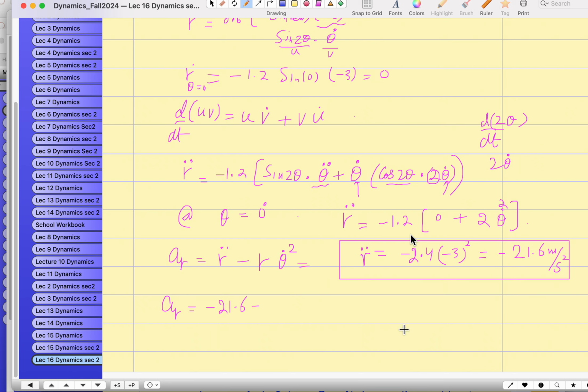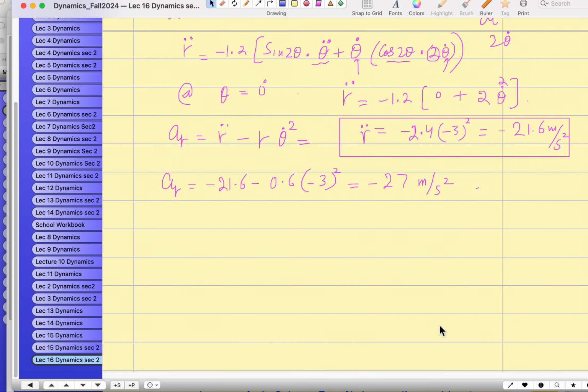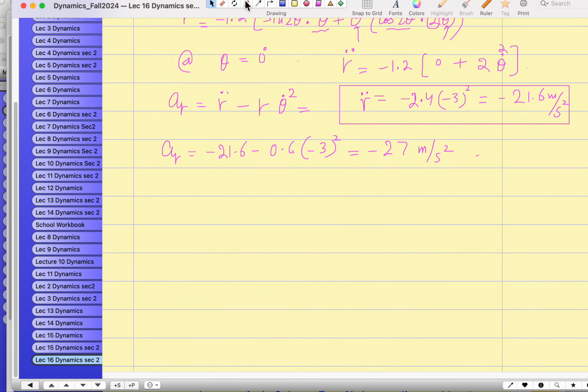So 0.6, you plug it in over here. 0.6 times negative 3 whole square. So if you do the math here, what do you guys find out? AR, is it negative 27? Can you open your scientific calculators in your smartphone? Do you verify? Okay, now let's plug it in.